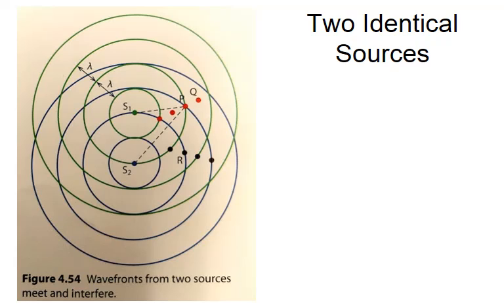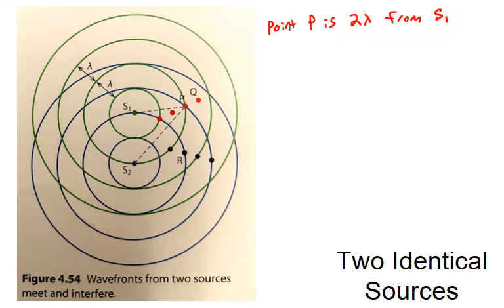All right, so let's take a look at this one here. We have the two sources, and this is drawn a little bit more precise than my freehand drawing there. We have source 1, source 2. They have equal wavelengths, and we can look at where we have constructive and destructive interference. So point P is two wavelengths from S1.